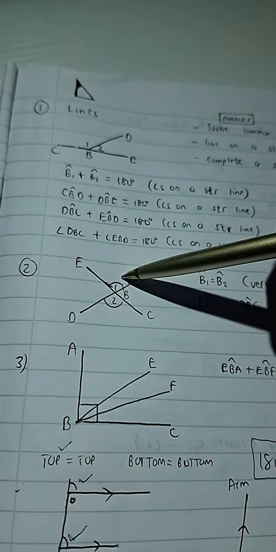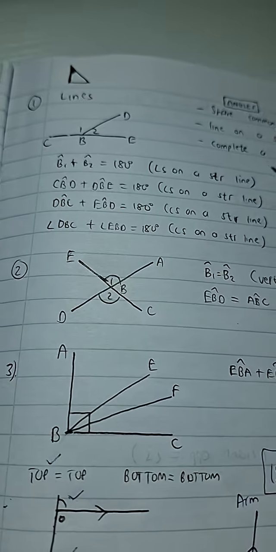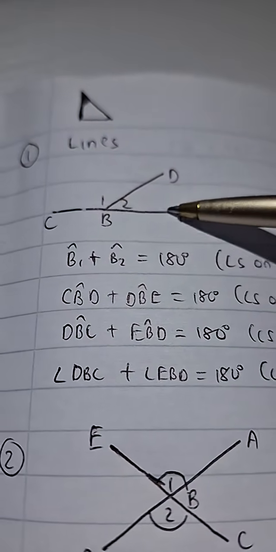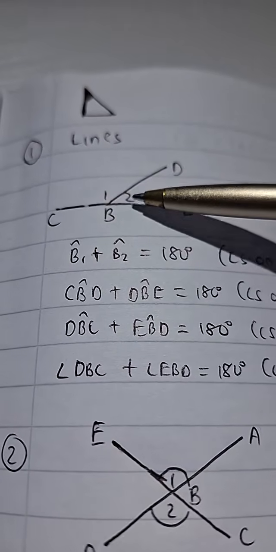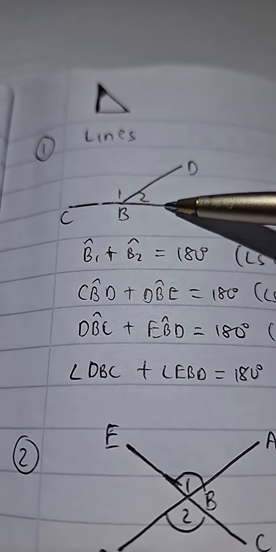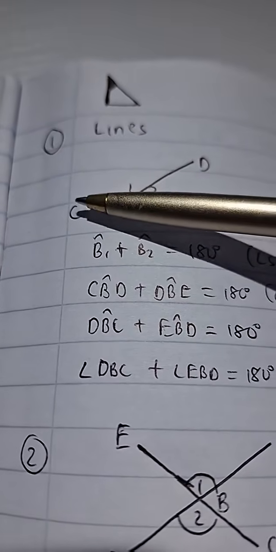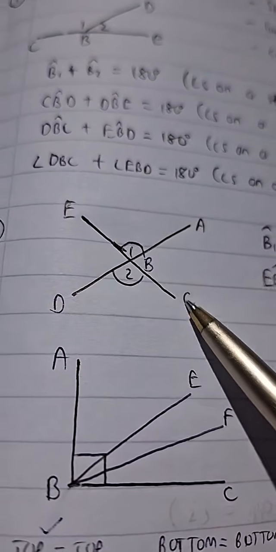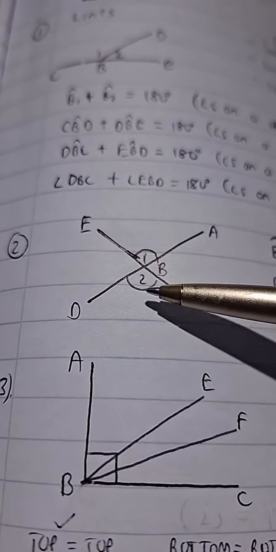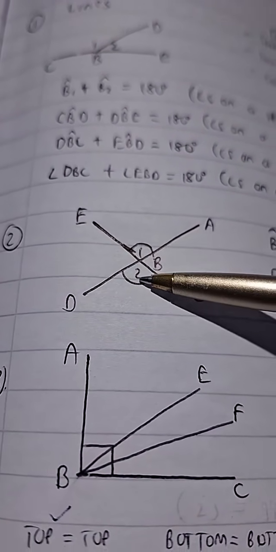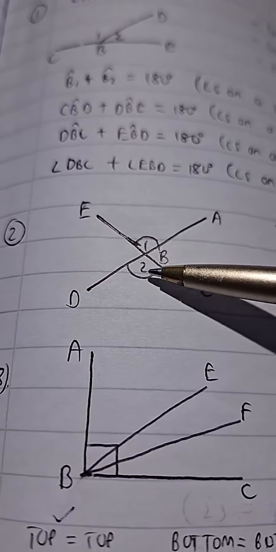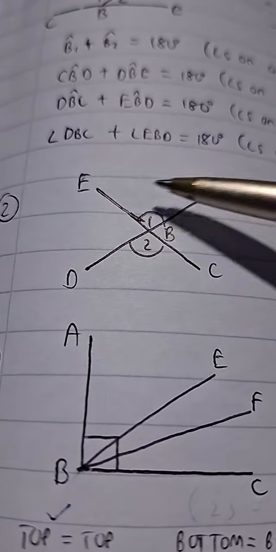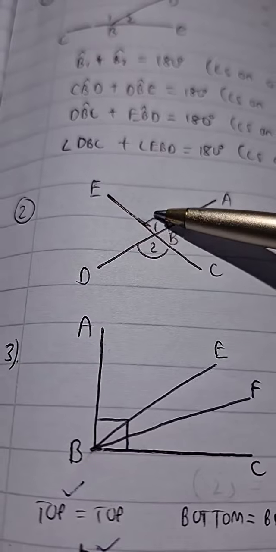When you understand the relationships in isolation, you first understand angles on a straight line. Angles share a common vertex, they complete a straight line, and add up to 180. Angles vertically opposite: B1 is equal to B2. Angle B1 is equal to B2. That's what we mean. Lines intersecting, vertically opposite angles equal.